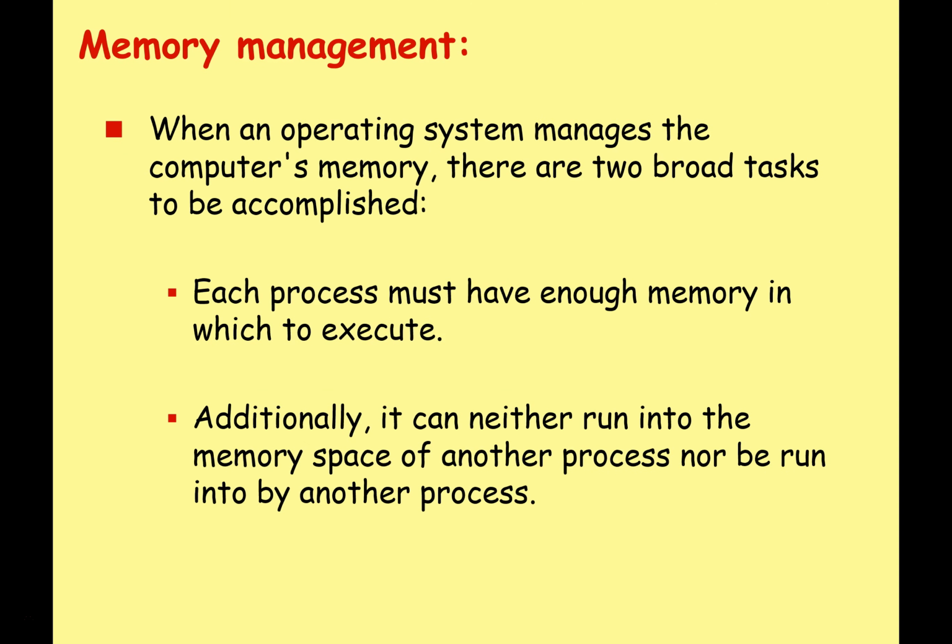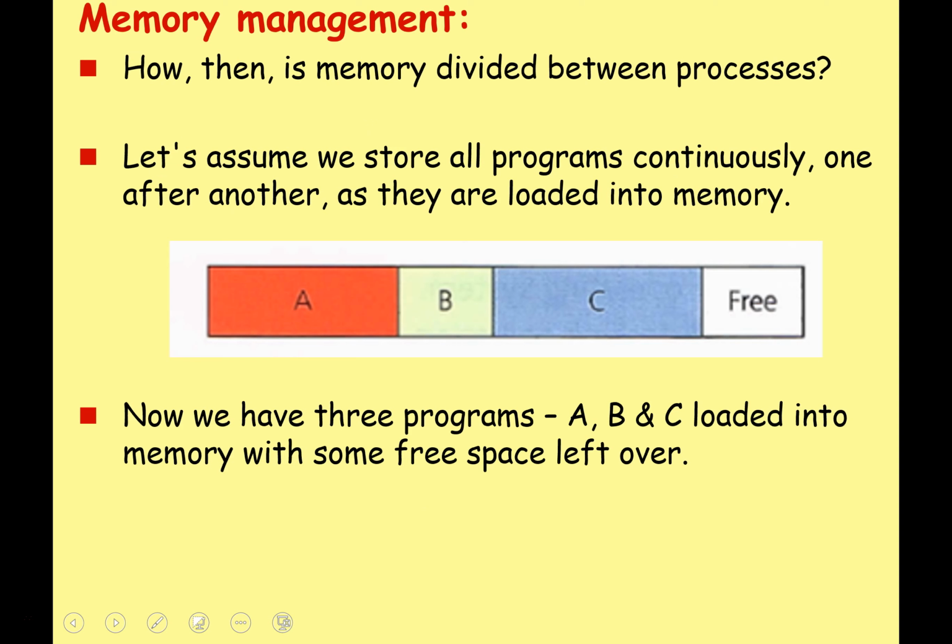When an operating system manages a computer's memory, there are two broad tasks that need to be accomplished. Each process must have enough memory in which to execute. Additionally, it can neither run into the memory space of another process, nor be run into by another process. How then is memory divided between processes?